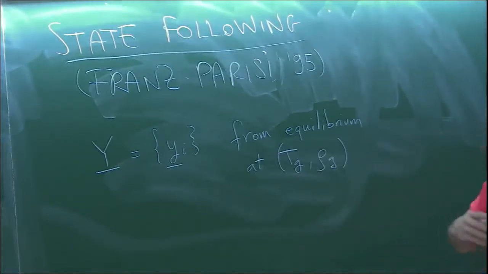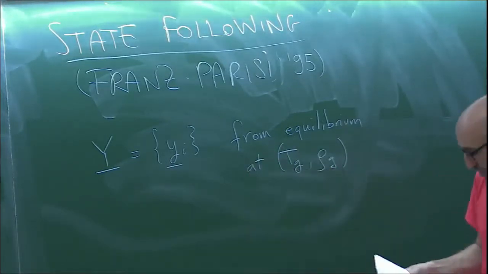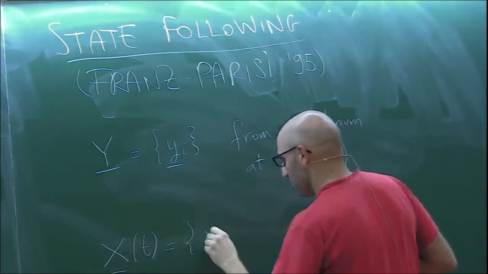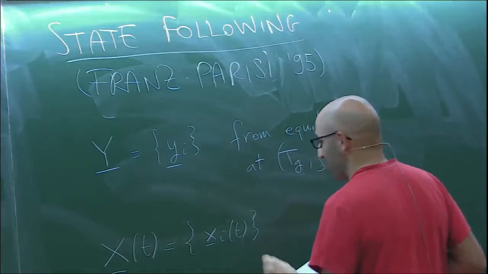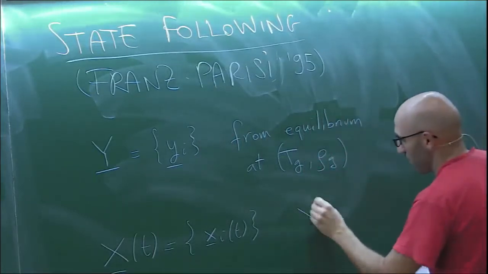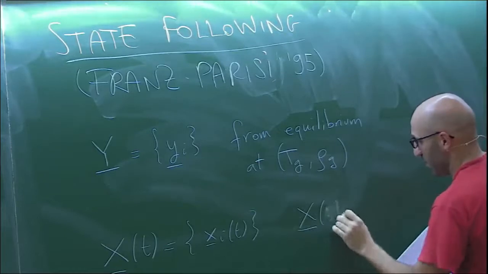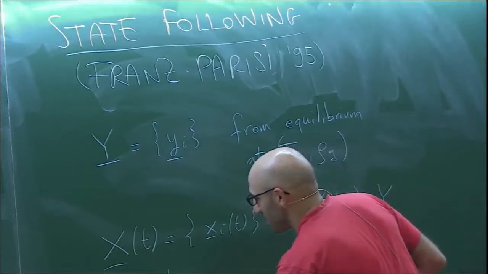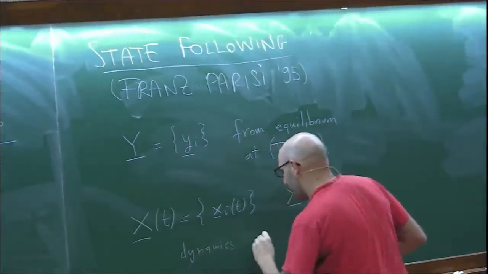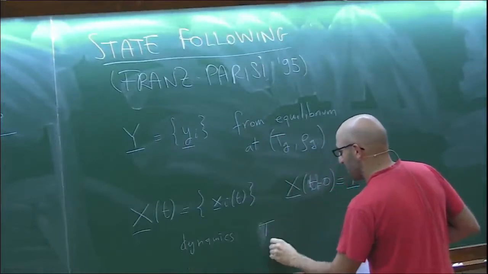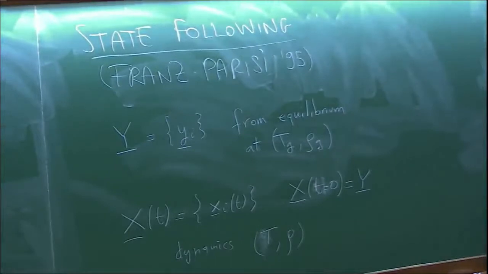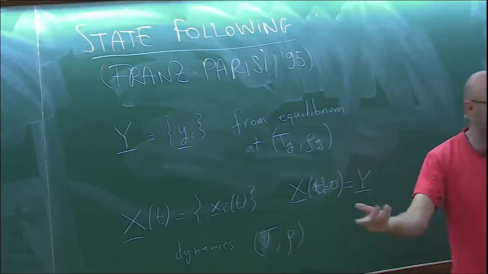Then you run the dynamics, starting from this configuration, and I will call x of t the configuration of the dynamics at time t. And I will impose that x of t equals 0 is equal to y. But the dynamics is run at temperature T and density rho that are not necessarily equal to Tg and rho g, the initial ones. So you can think that I'm preparing the system at some temperature and then instantaneously I quench to another temperature and I run the dynamics.